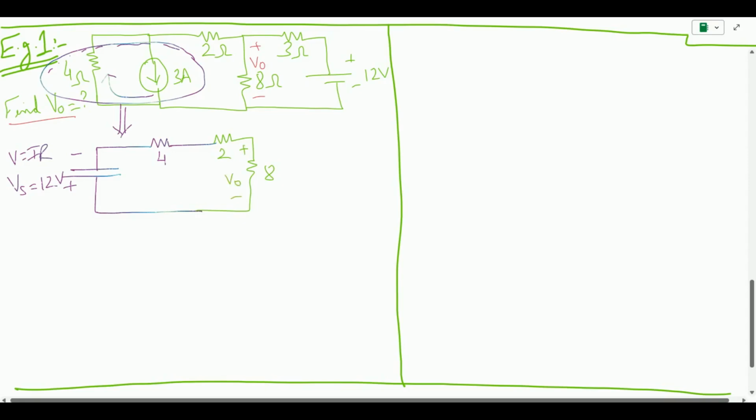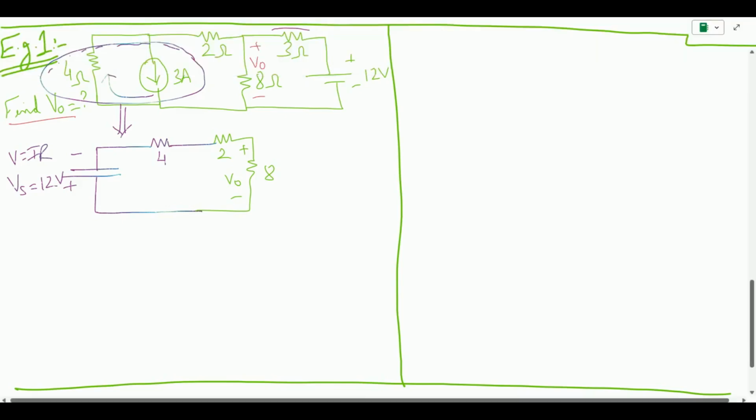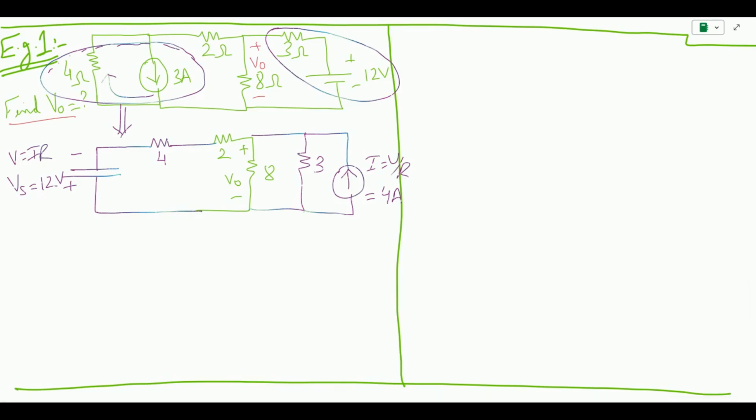And what about this side? If we come to the right side, I can see that this voltage is now in series with the resistor, so I can transform this into the current source. So this resistor will now become a parallel one. So this will become 3 ohm, and this side will be a current source, the voltage source replaced. So I equals V by R, and it comes out to be 4 amps. So this is the current that I got. So I did the transformation on the left and right side of the 8 ohm resistor.